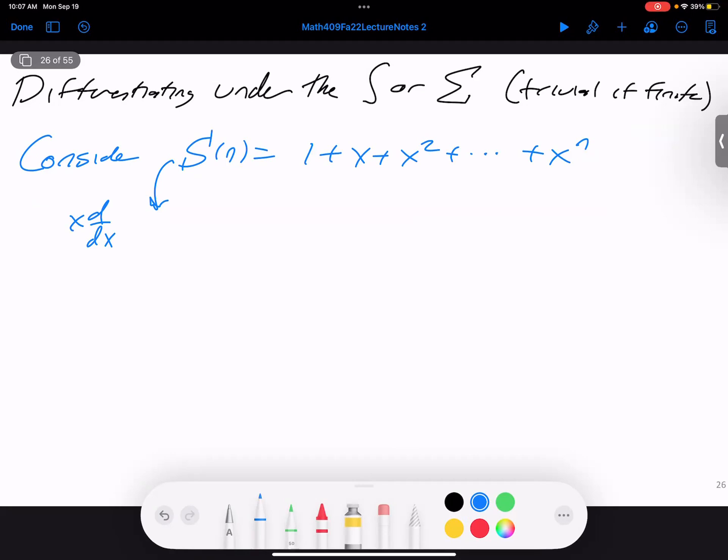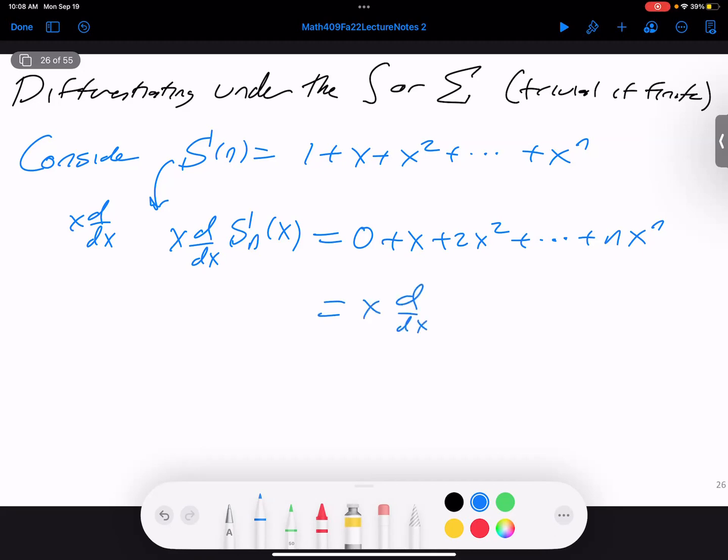So when I apply x d by dx to Sn, I'll write it Sn of x, just to emphasize that it's a function of x. Well, what am I going to get? The derivative of 1 is 0. The derivative of x is 1, but then I multiply it by x, so I just get x. The derivative of x squared is 2x, but then I multiply by x, so I get 2x squared, all the way down to nx to the n. But this is also equal to x d by dx of 1 minus x to the n plus 1 over 1 minus x.